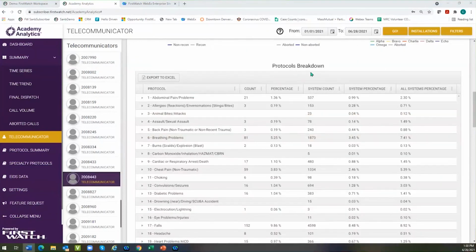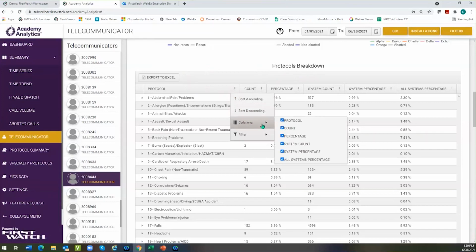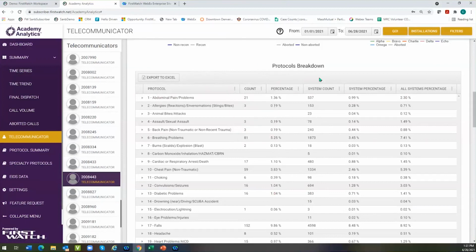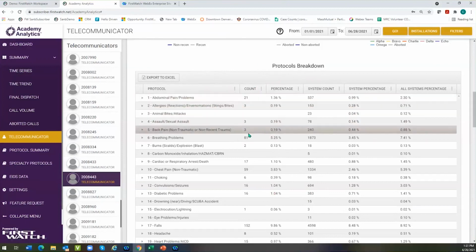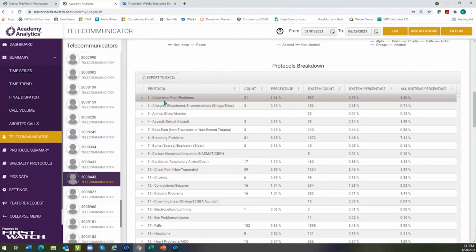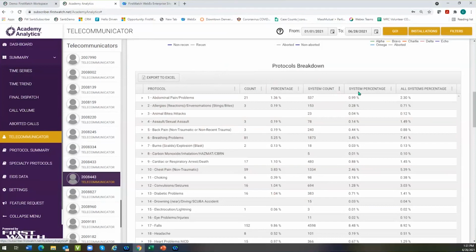Here we see a protocol breakdown. Here you're able to export to Excel. You're also able to sort by ascending or descending. If there's any particular column that you'd like to filter out, you have the functionality here, as well as some additional filtering capabilities. Right here, we're looking at the count of each protocol and the percentage of each protocol that this telecommunicator has used. Here we see the system count, as well as an all systems percentage for every agency within Academy Analytics.